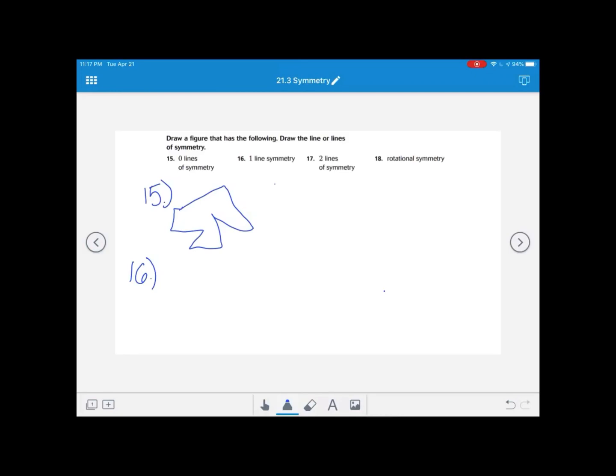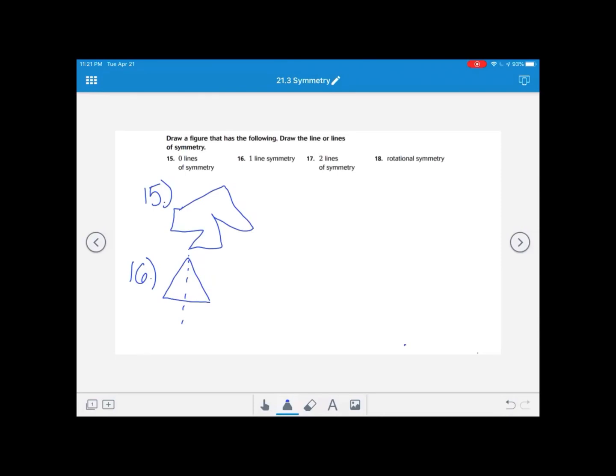Number 16 says, draw a figure that has only 1 line of symmetry. This should be something that you can't split vertically and horizontally. It should just be one or the other. The first thing that comes to my mind when I think of one line of symmetry is a triangle, because it could only be split up and down. I can't split it through the middle.